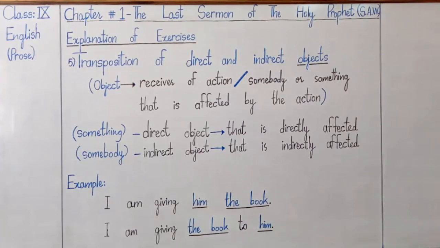Now you can look at your page number 6. There are 4 sentences given. I have given you the message of Allah. I have given the message of Allah to you. I am giving the book to him. I am giving him the book. She bought a pen for him. She bought him a pen. They sold their cow to me. They sold me their cow. You can see in all 4 examples, whenever we are using indirect object first, we are not using any preposition. But when we are using direct object first, we are using preposition to, and then we are using indirect object.